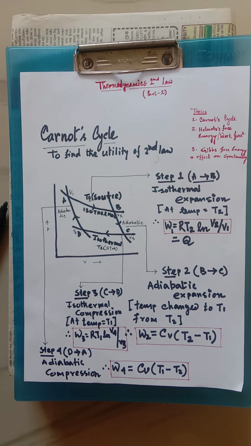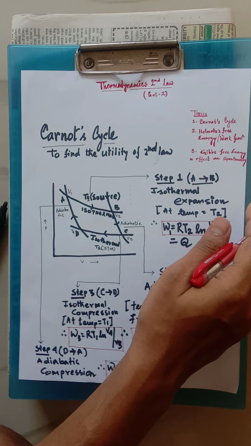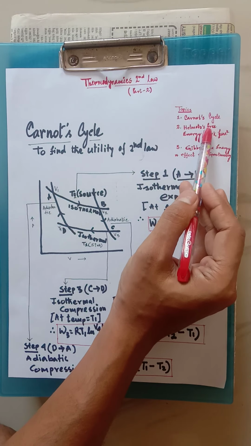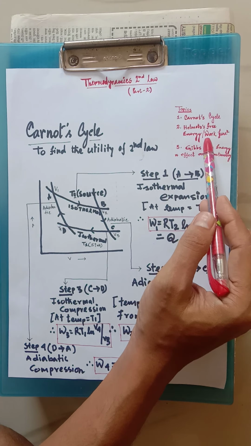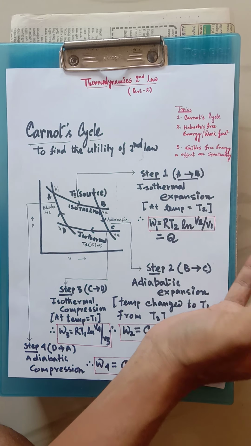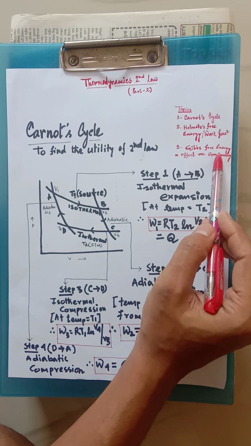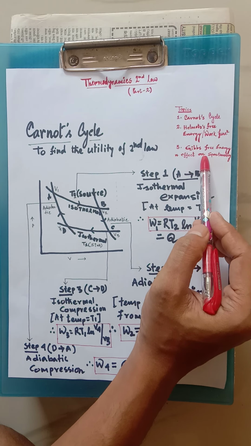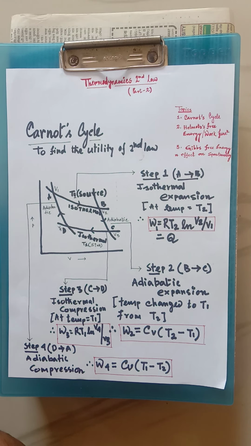This part of thermodynamics second law, we are going to discuss Carnot cycles, Helmholtz free energy, the work function, or it is called Helmholtz function also, which gives free energy and its effect on spontaneity. Let's start with Carnot cycle.